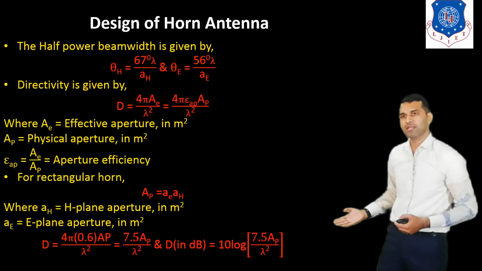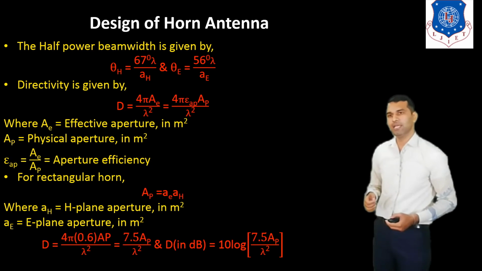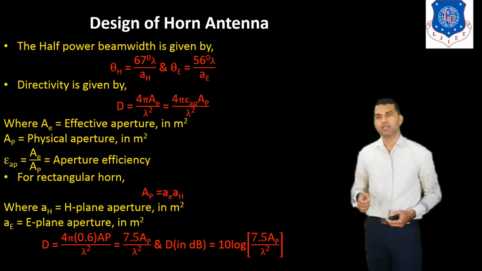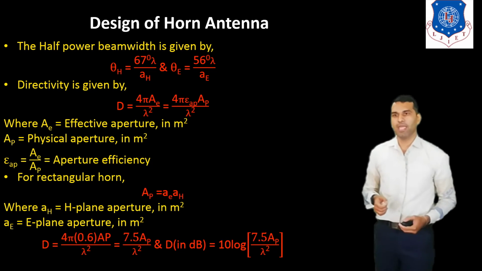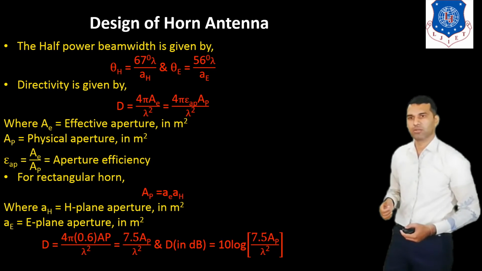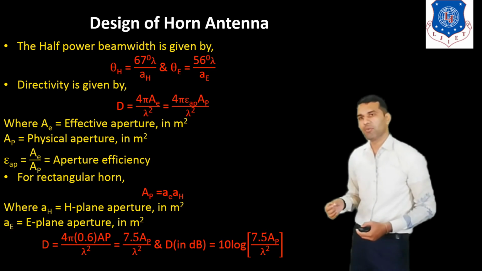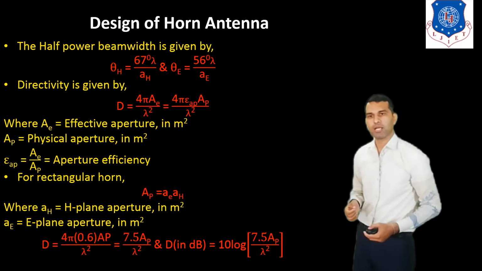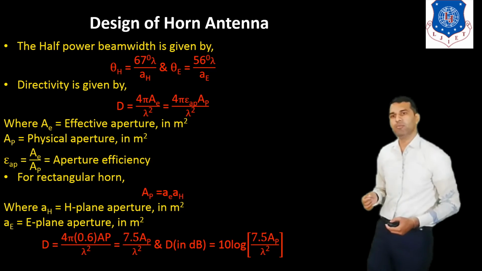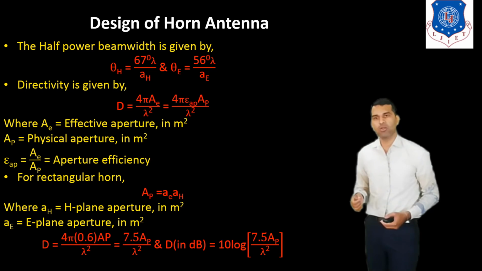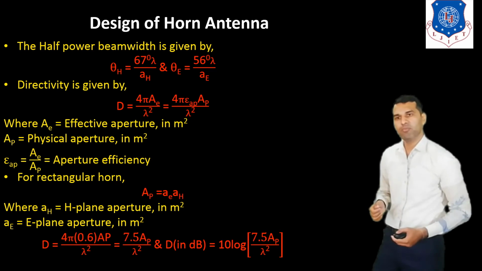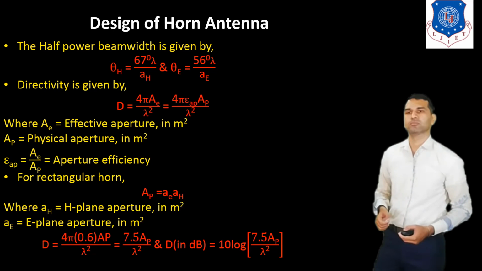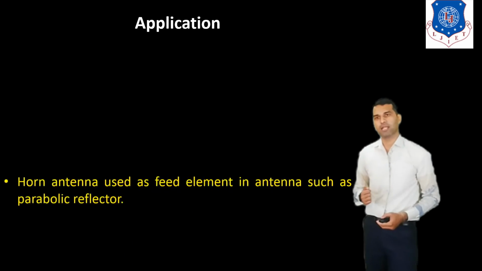So we can write the directivity equation as D is equal to 4 pi 0.6 Ap upon lambda square. So simply we can define it as 7.5 Ap upon lambda square. And in dB we can write this equation as 10 log 7.5 Ap upon lambda square. So this is the equation for the directivity.